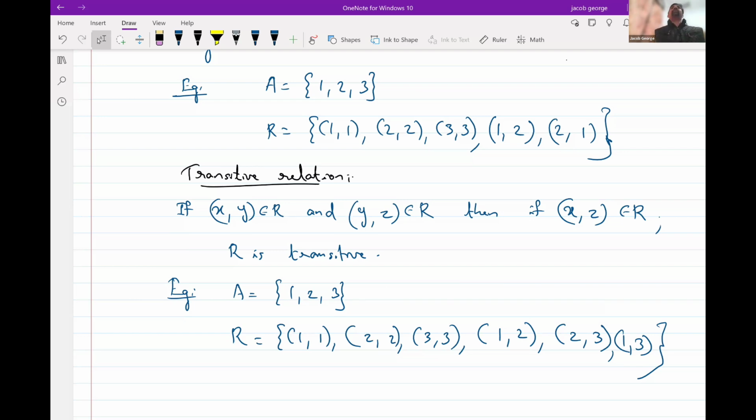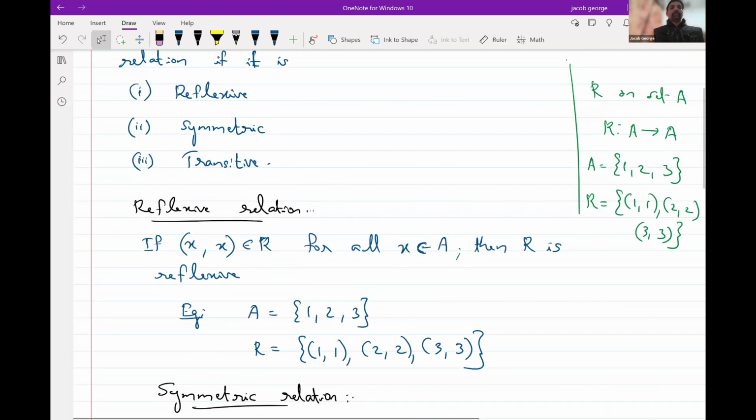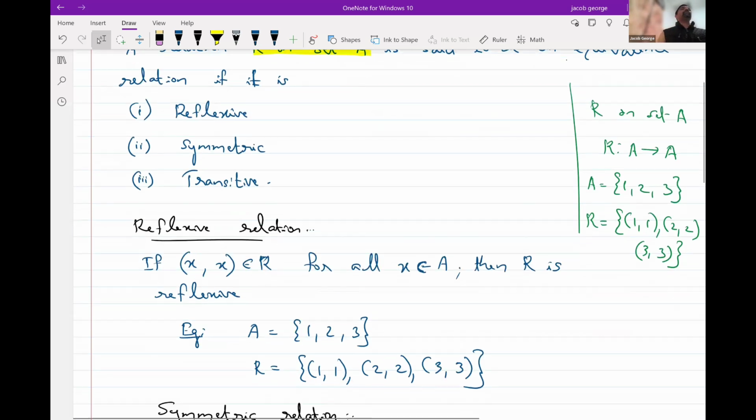Yes, one minute, all of you please go through the definition of equivalence relation. Your relation R on set A, on set A means R is from A to A, is said to be an equivalence relation if it is, what are the three conditions? Reflexive, symmetric, and transitive. Yes, then what is reflexive?